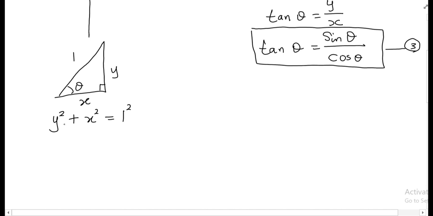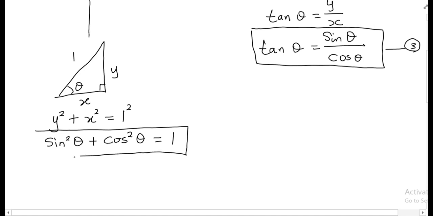So this will be y squared, and from our equation 1, y is sine theta, so this becomes sine squared theta, plus the x from equation 1 is cos theta, so we have cos squared theta equal to 1 squared, which is 1. So this is our identity 4.